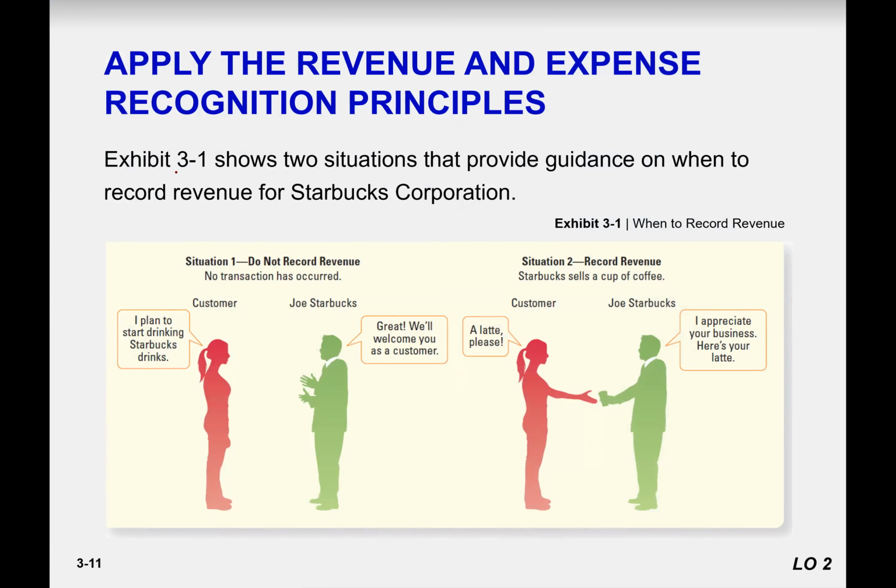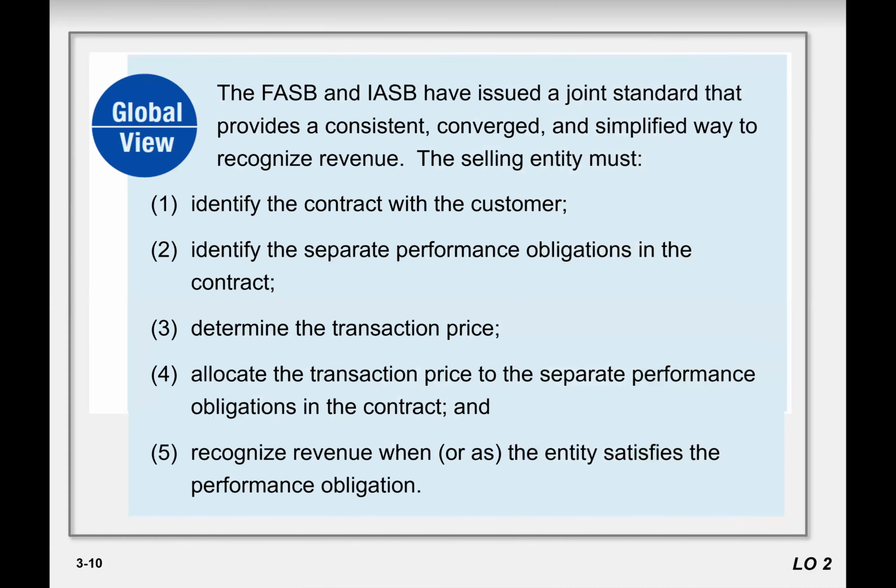Exhibit 3.1 shows two situations that provide guidance on when to record revenue for Starbucks. Number one, no transaction occurred, because the customer planned to start drinking Starbucks drinks. There is a plan, which means there is no transaction here. Then: a latte, please. And Starbucks gives her the latte. It means now the exchange has occurred. How? Starbucks is giving the coffee and the customer is giving the market value of that coffee, or the price of the coffee, right?